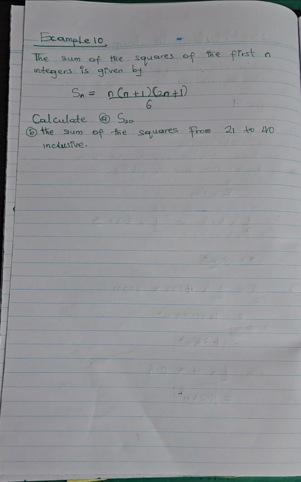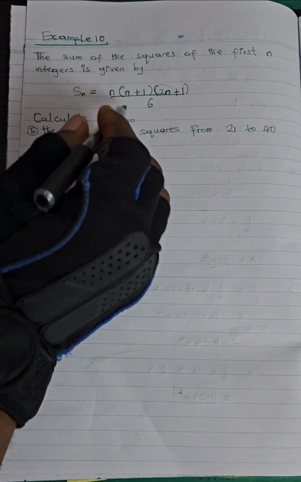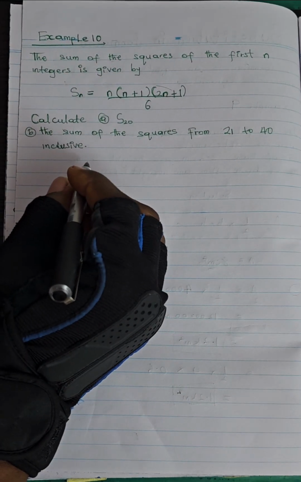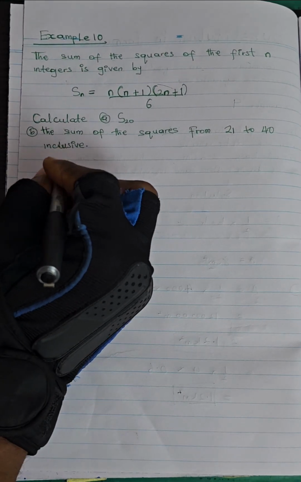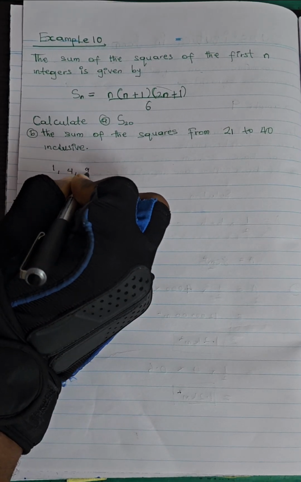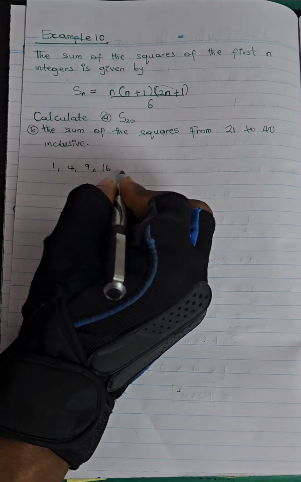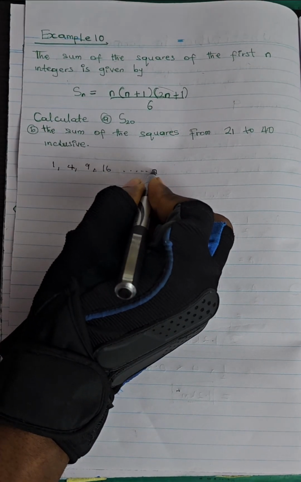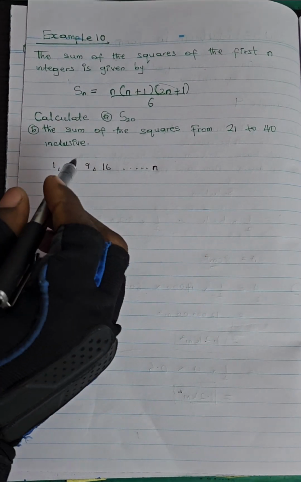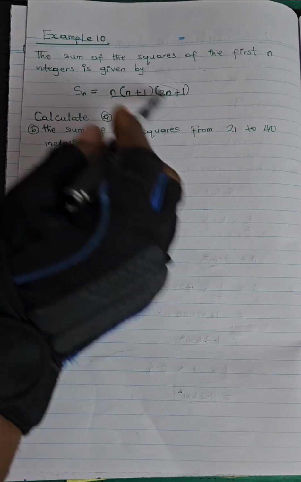So what you're trying to say is that this is the formula used for the sum of squares. A square is simply a number multiplied by itself, right? You have 1 multiplied by itself, you have 1, 2 multiplied by itself, you have 4, 3 multiplied by itself, you have 9, 4 multiplied by itself, you have 16, and so on. Let me say till n. N is wherever we want to stop. So you're being told that the sum of adding all these squares is given by this formula.